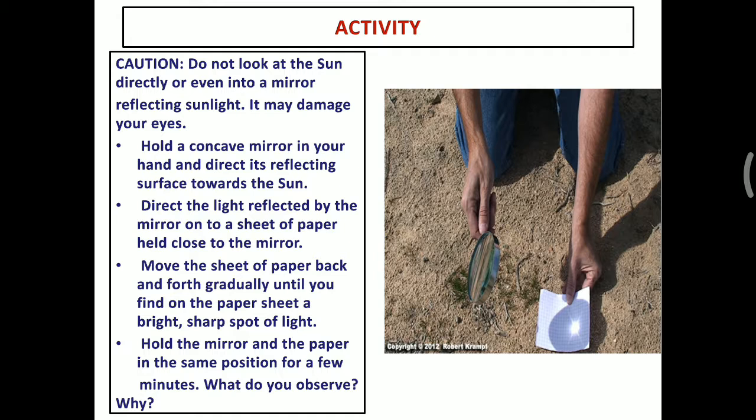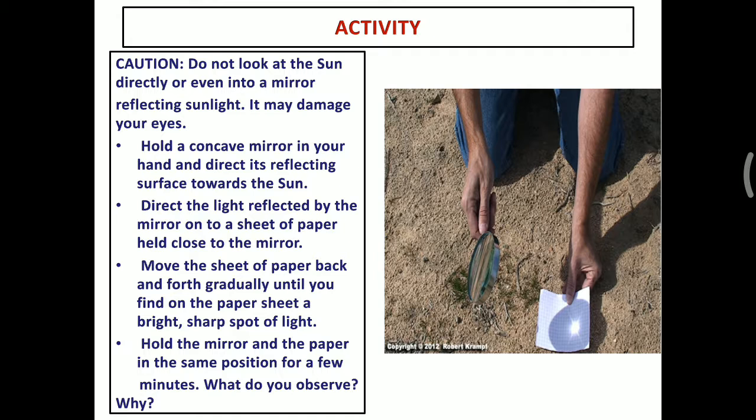You know that we can't look at the sun directly because the sun's rays are very powerful. They can damage our eyes. For doing this activity, you have to take a concave mirror and also paper. Hold a concave mirror in your hand and direct its reflecting surface towards the sun.